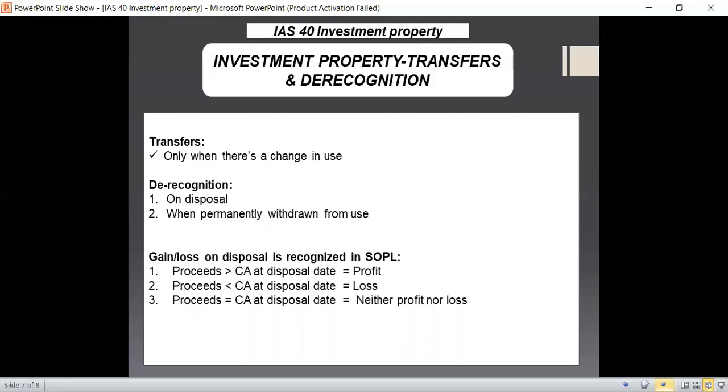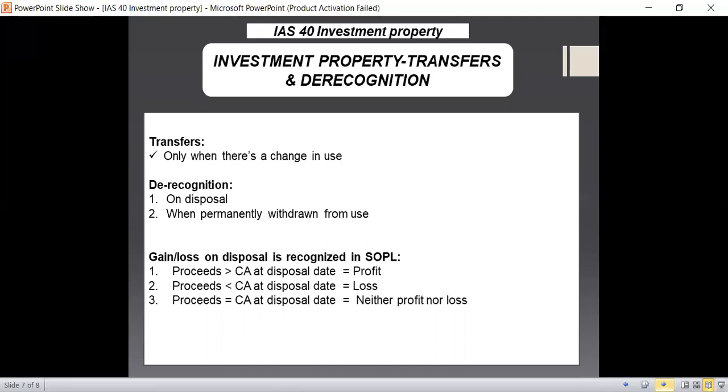Now let us discuss the derecognition of investment property from the financial statements. We can derecognize investment property from our financial statements in two cases: on disposal, or when the investment property is permanently withdrawn from use. On disposal means by sale or by entering into a finance lease. On the other hand, when the investment property is permanently withdrawn from use, it means that no further economic benefits are expected from the use of the investment property.